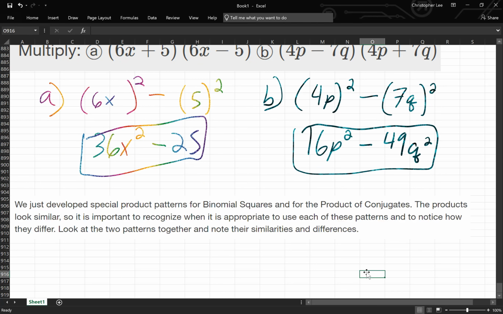We just developed special product patterns for binomial squares and for the product of conjugates. The products look similar, so it is important to recognize when it is appropriate to use each of these patterns and to notice how they differ. So look at the two patterns together and notice their similarities and differences. All right, let's look at them together.